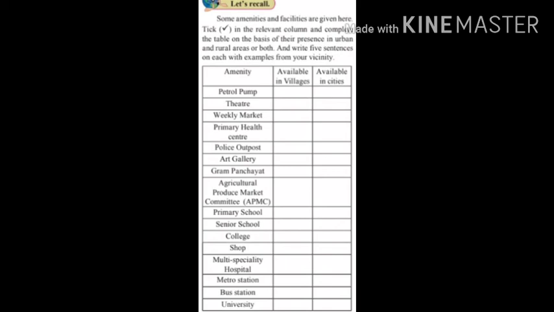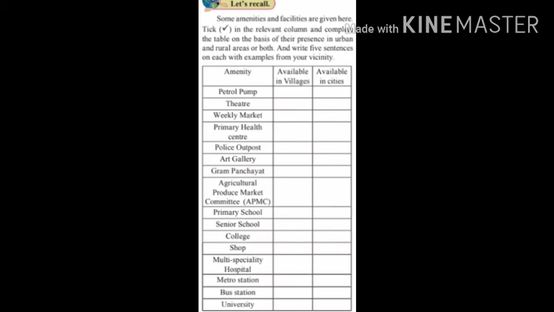First, the given amenities: which are available in villages and which in cities. First amenity, petrol pump. It is not available in villages. It is available in cities. Second, theatres. Theatres are available, I think, in villages and in cities also, but most of the theatres are available in cities. Weekly market. Weekly market is available in villages as well as in cities.